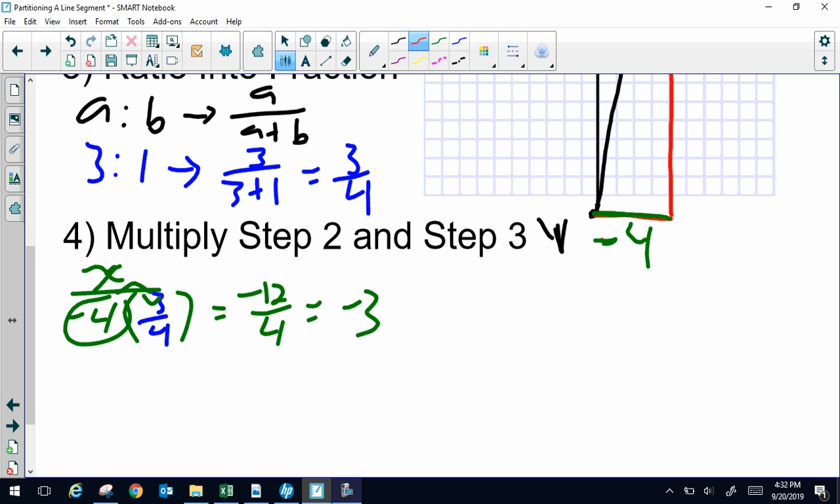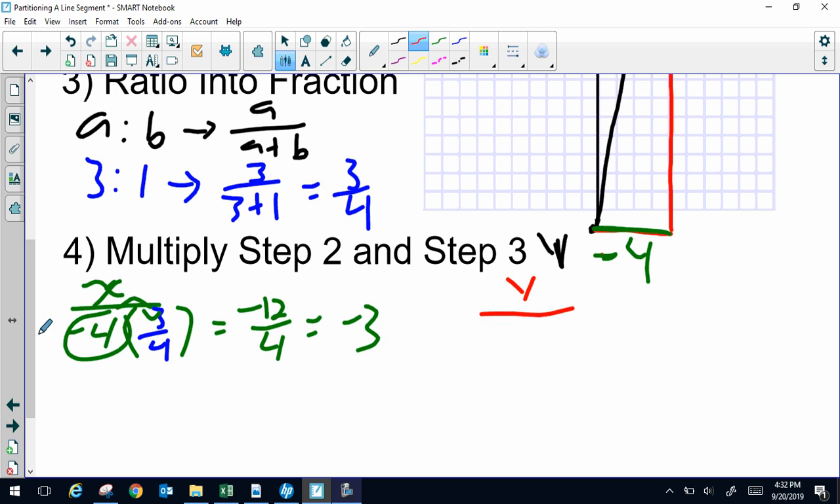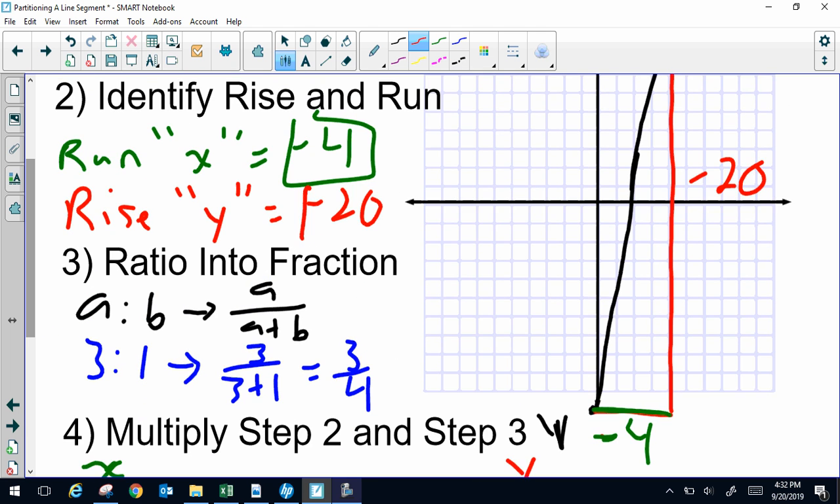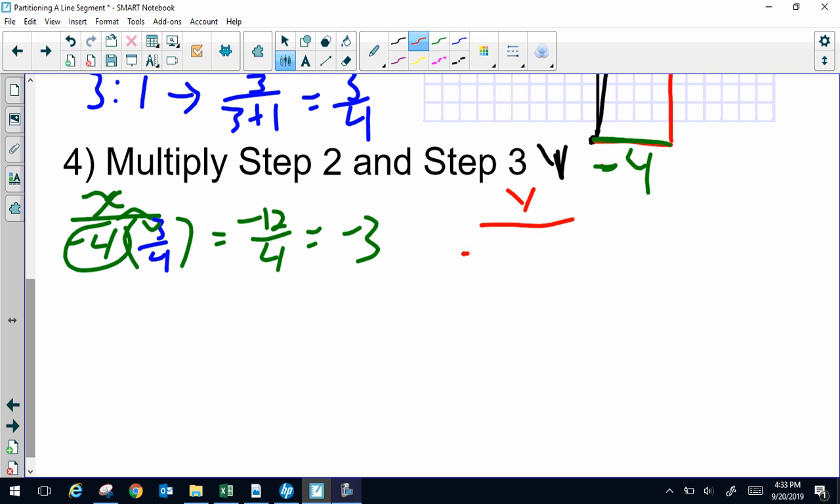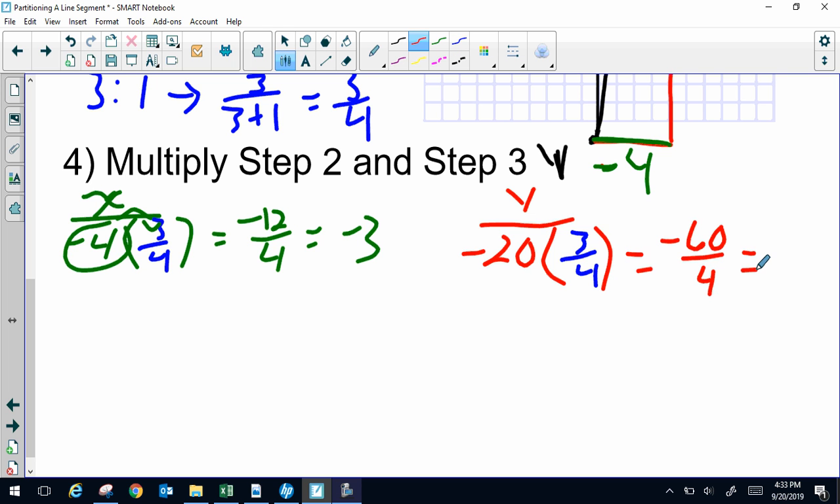Then you do the same thing for the y's. Take the y from step 2, which is negative 20, which comes from right here. And we're going to multiply it by the fraction from step 3, which is 3 over 4. Which gives me negative 60 over 4, which gives me negative 15.